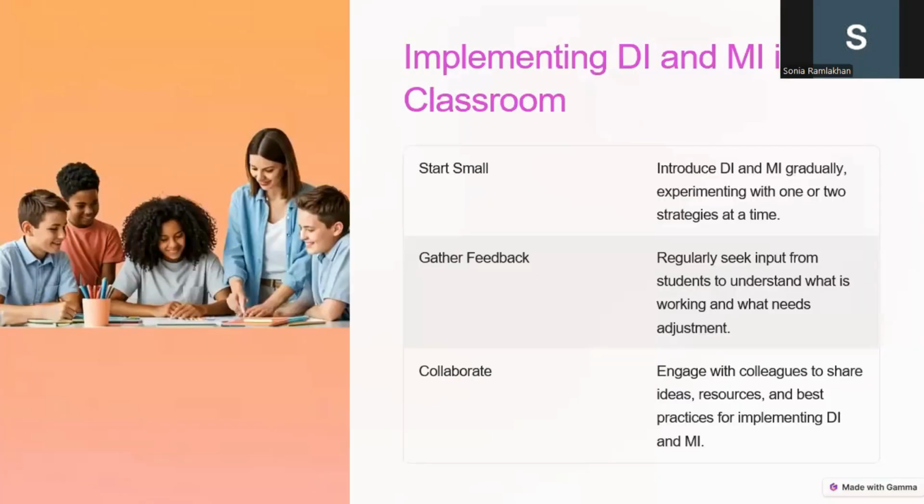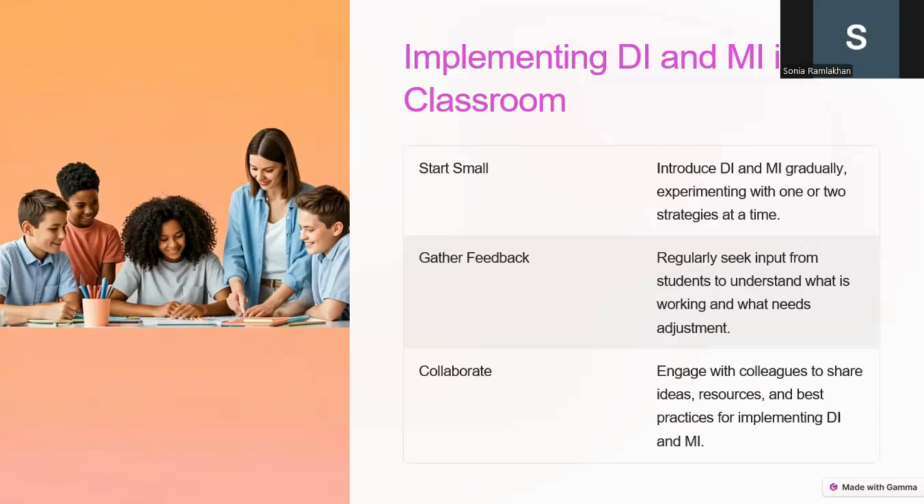Lastly, we have implementing DI and MI in the classroom. How can we implement DI and MI in our classroom? We have start small. Introduce differentiated instruction and MI strategies gradually. Begin by experimenting with one or two approaches, such as offering choice in assignments or varying the teaching methods, and gradually expand as you gain confidence.